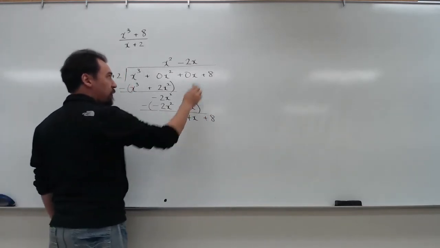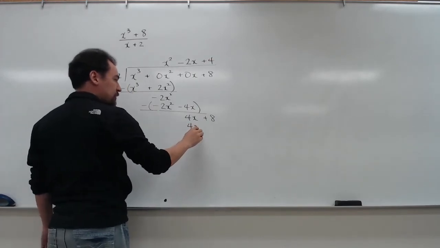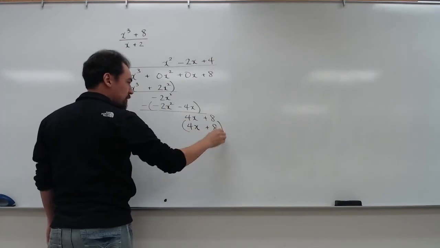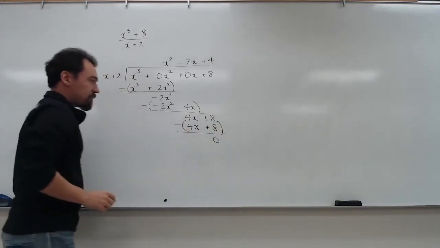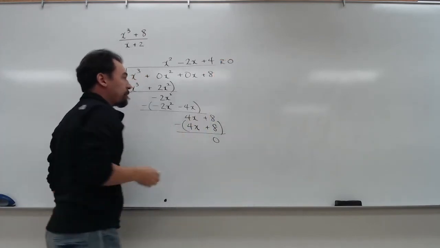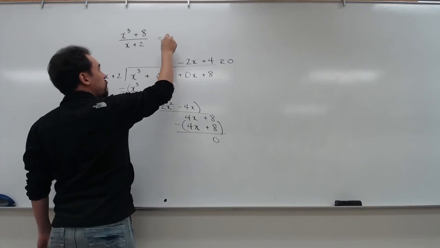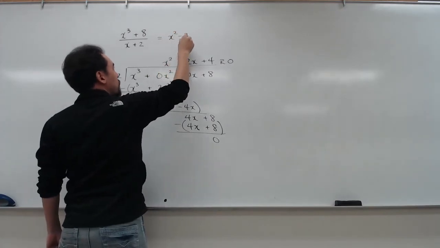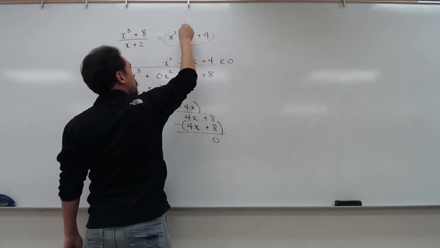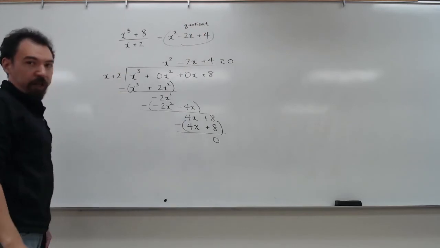X goes into 4x 4 times. 4 times x is 4x. And 4 times 2 is 8. Ooh, everything cancels. So we have no remainder. We can write remainder equals 0 here. But then when we write this in quotient and remainder form, we would write down the quotient. And then there's no remainder, so we wouldn't bother writing it.